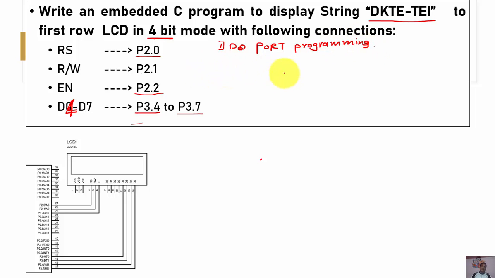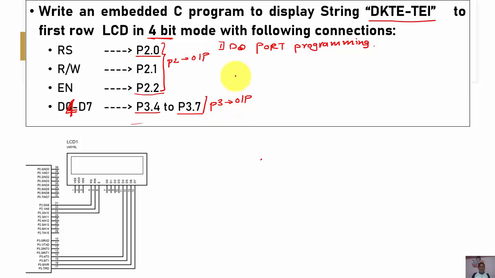Okay, so in order to do the port programming, the control signals are sent from the microcontroller, so that port is configured as output. Also the data or command is given to the LCD through port P3, so port P3 is also configured as an output.